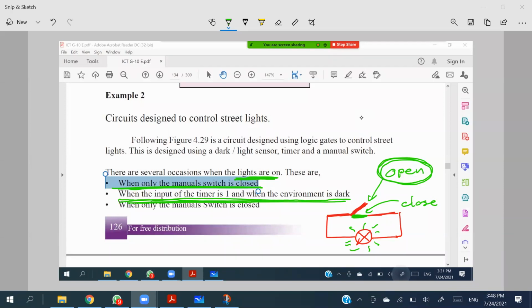The environment is dark, so the light sensor will indicate dark. But since the timer is in between 6 a.m. to 6 p.m., the bulb is not going to turn on. Are you getting this, Ravindu? So both the conditions should be satisfied.